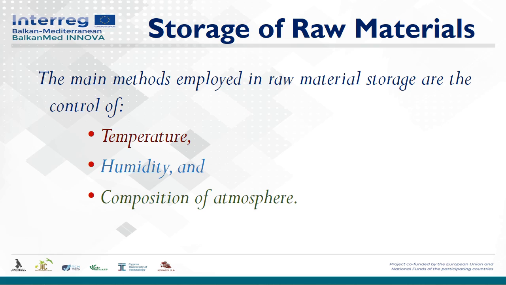Another factor to be controlled is the humidity of the storage place. The humidity of the storage environment of raw material is an important factor, as it affects the quality of the stored product. If the humidity of the storage environment is higher than the relative humidity of the food balance, the food will gain moisture during storage and vice versa.